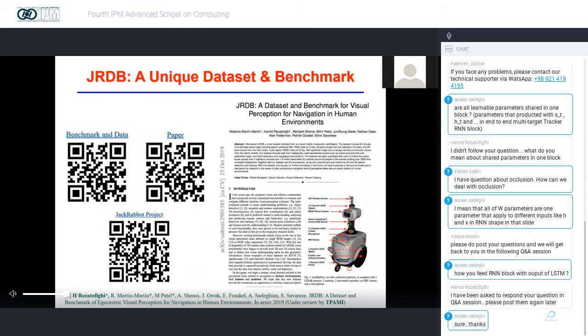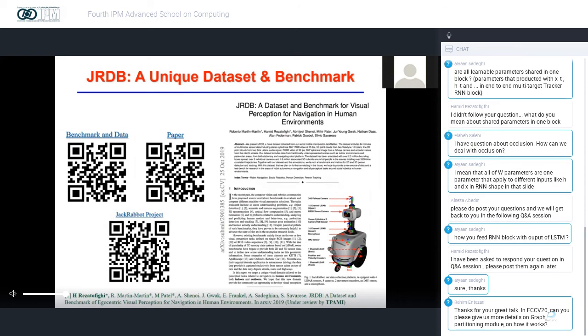If you want to have a look or submit to our benchmark, there is a 2D pedestrian detection and tracking challenge, like a MOT challenge as well. You can use it, but it also has 3D data. It has a stereo camera. If you are interested in having a closer look at the data, I provide the QR code for the benchmarking data. We uploaded the paper, which is under review at TPAMI, and there is a page for the JackRobot projects. All right, thanks. That would be the end of my technical presentation.